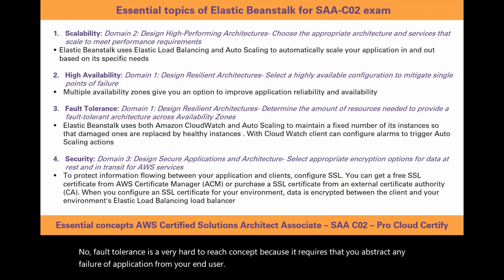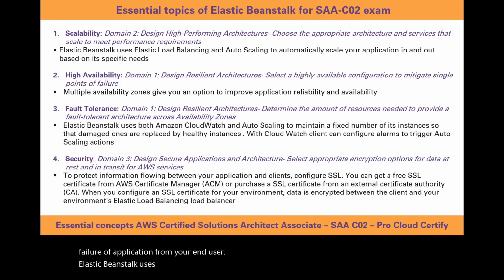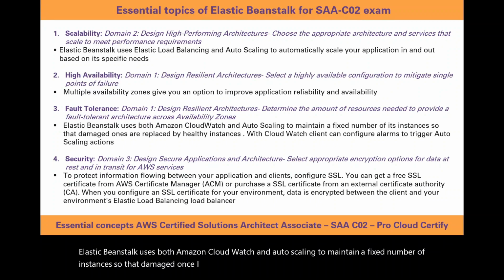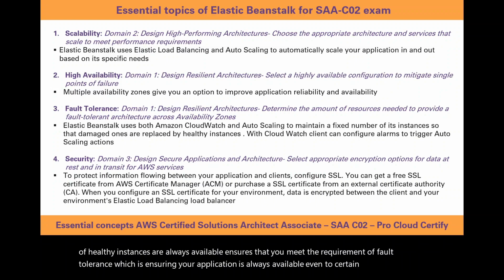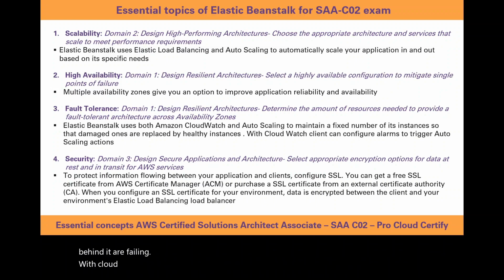Elastic Beanstalk uses both Amazon CloudWatch and auto-scaling to maintain a fixed number of instances so that damaged ones are replaced by healthy instances. Ensuring that a fixed number of healthy instances are always available ensures that you meet the requirement of fault tolerance, which is ensuring your application is always available even though certain components behind it are failing. With CloudWatch, the client can configure alarms to trigger auto-scaling actions to ensure additional healthy instances are created.